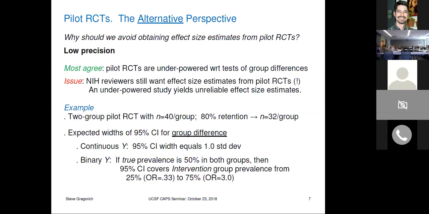So this is kind of like all you need to know. Unless you're willing to have pilot studies that are much larger, this is all you need to know about why you don't try to get effect size estimates from pilot studies.